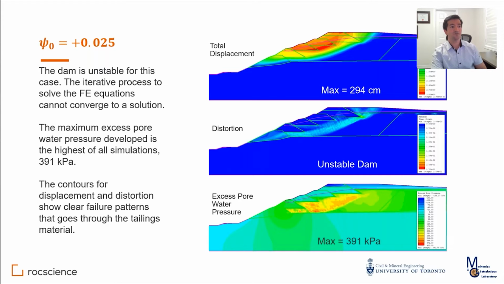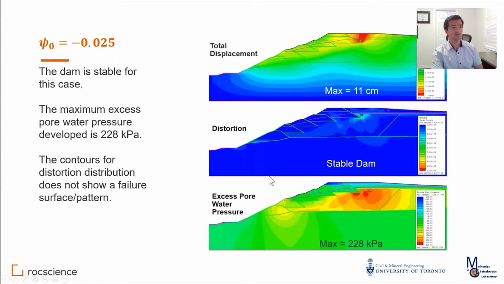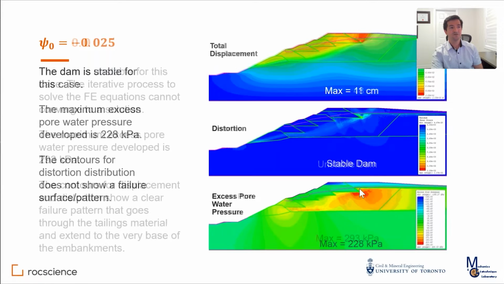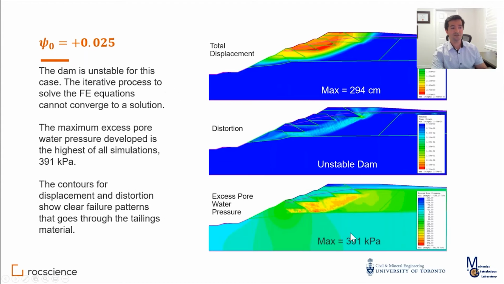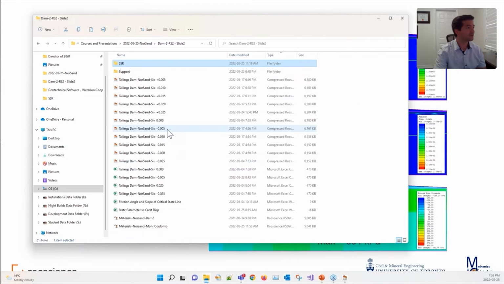I'm just going to go up and down these slides so that you see the numbers. So again, 228, 11 centimeters, 293, higher pore water pressure, more displacement, and it is unstable. And for the loosest case, we have the maximum predicted excess pore water pressure, and you have a larger deformation. Now, let me just open the model so that you can see what I'm talking about here.